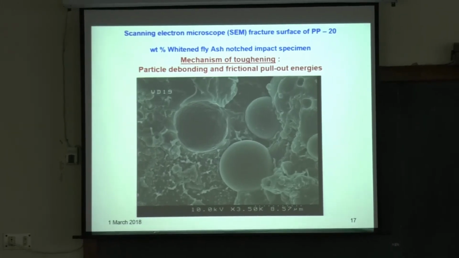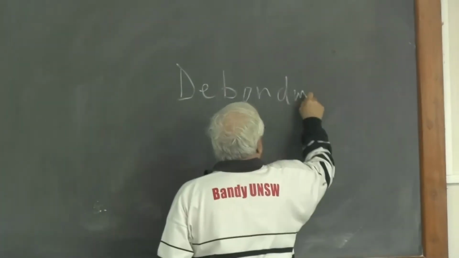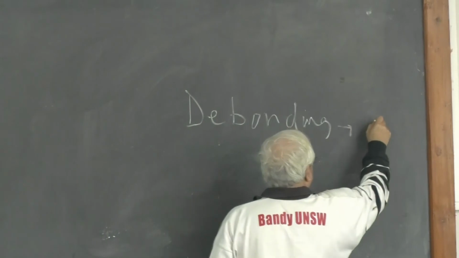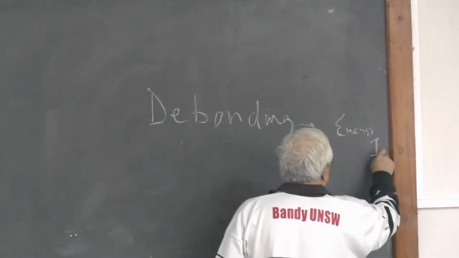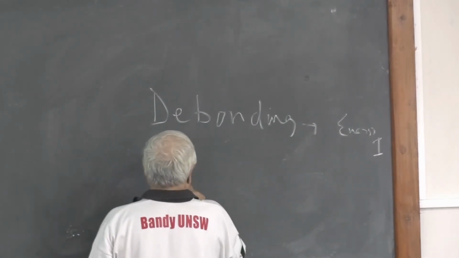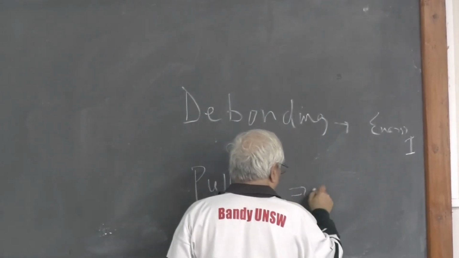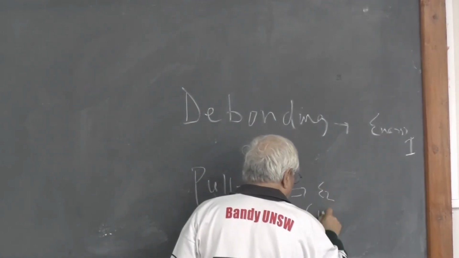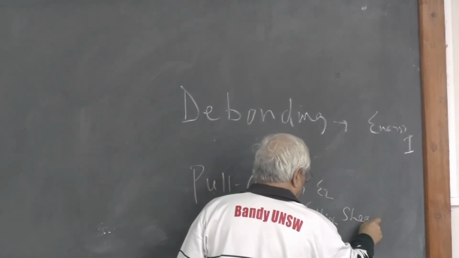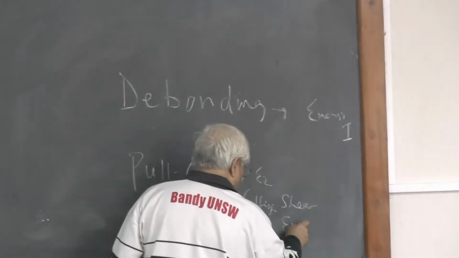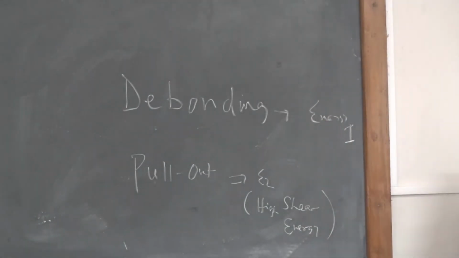Debonding is, let's say, energy 1, and pull out takes up lots of energy 2, and this is high shear energy, because they are bonded but they are not fracturing.